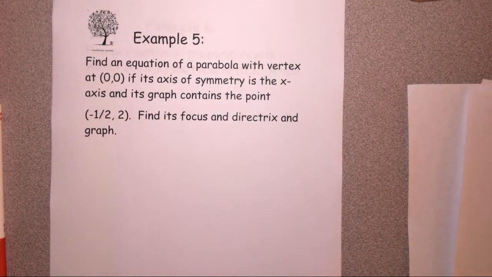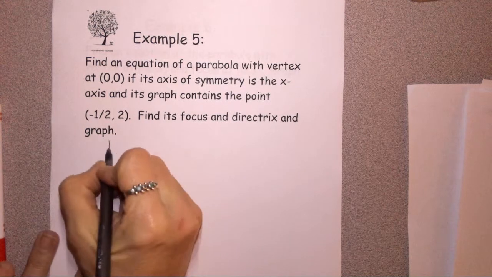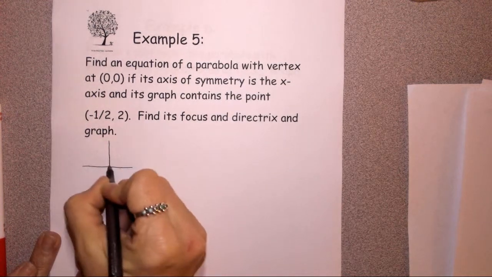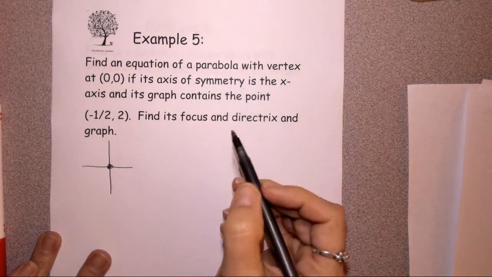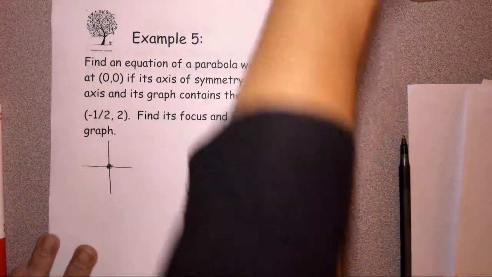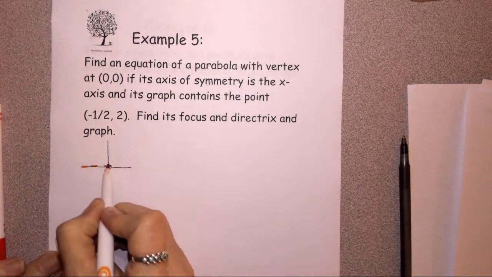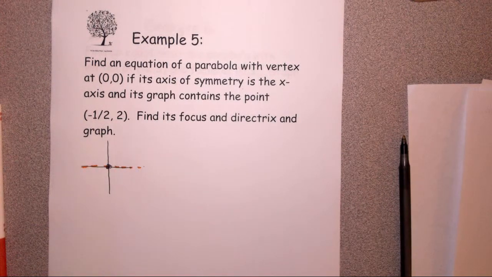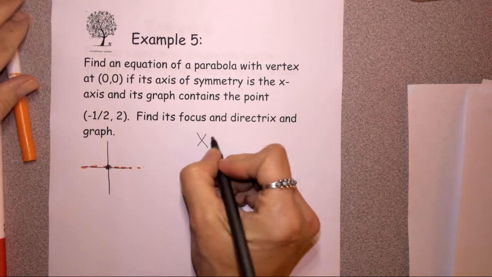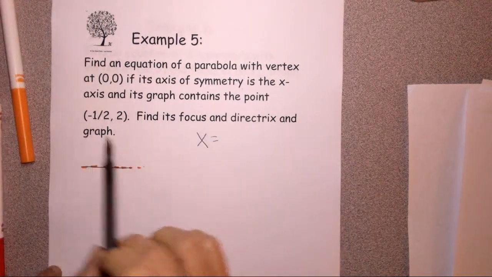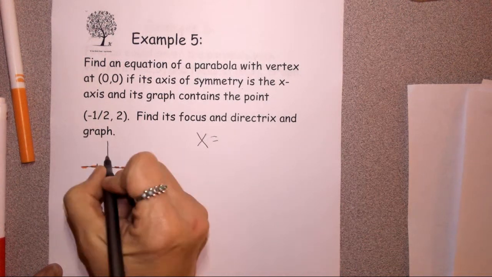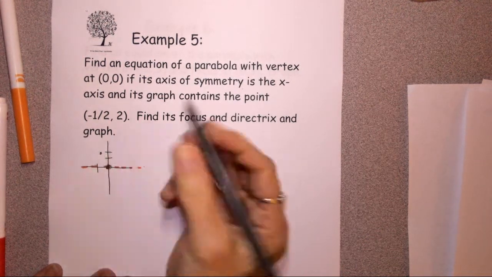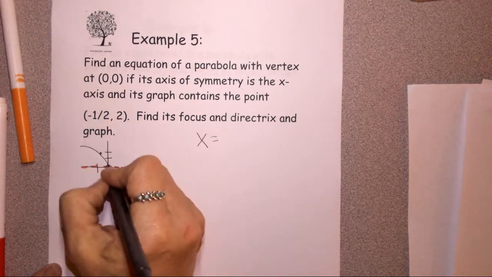All right, example 5. Find an equation of a parabola with a vertex at 0, 0. Okay, so I know there's not going to be any parentheses, 0, 0. Its axis of symmetry is the x-axis. So if this is my axis of symmetry, that means it's either going to open left or open right. That means it's going to be an x equals equation, so I know that. And they tell me the parabola is going to contain the point negative 1/2, 2. So negative 1/2, 2 would be right there. That means my parabola is going to open to the left.